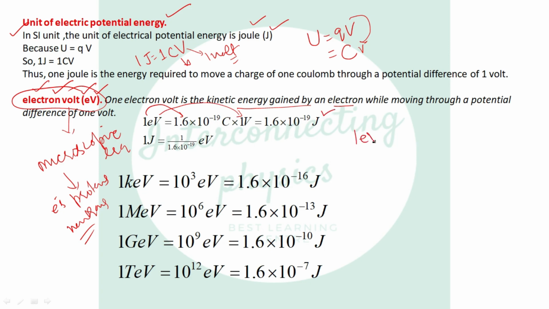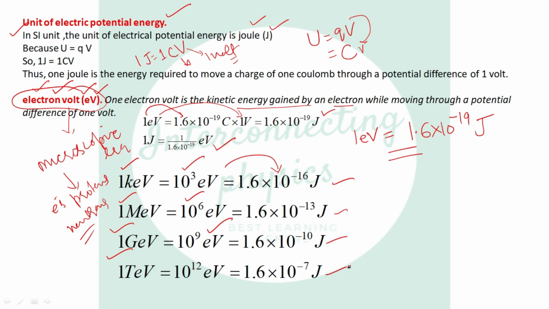What is the relation between electron volt and joule? 1 electron volt is 1.6 into 10 raised to power minus 19 joule, and 1 joule can be written as 1 over 1.6 into 10 raised to power minus 19 electron volt. Other bigger units of electric energy are 1 kilo electron volt, which is 10 raised to power 3 electron volt, 1 mega electron volt, which is 10 raised to power 6 electron volt, 1 giga electron volt, which is 10 raised to power 9 electron volt, and 1 tera electron volt, which is 10 raised to power 12 electron volt. And in the form of joule, you see the relation here.